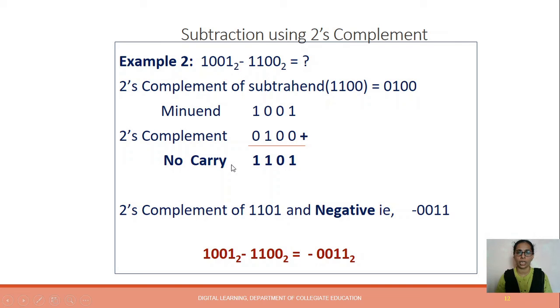So if there is no carry, find out the 2's complement of the value you get, and the answer is negative. So find the 2's complement of 1101, and that is by first find out the 1's complement and then add 1 to this. So you will get the answer as minus 0011. So the final result of subtraction is minus 0011 in binary, that is minus 3.